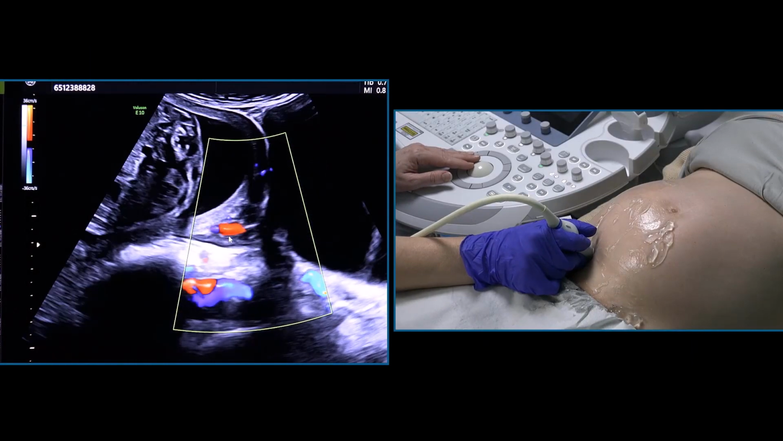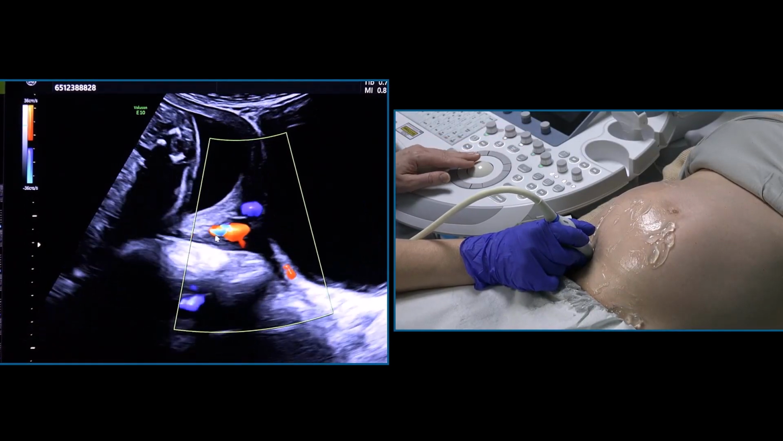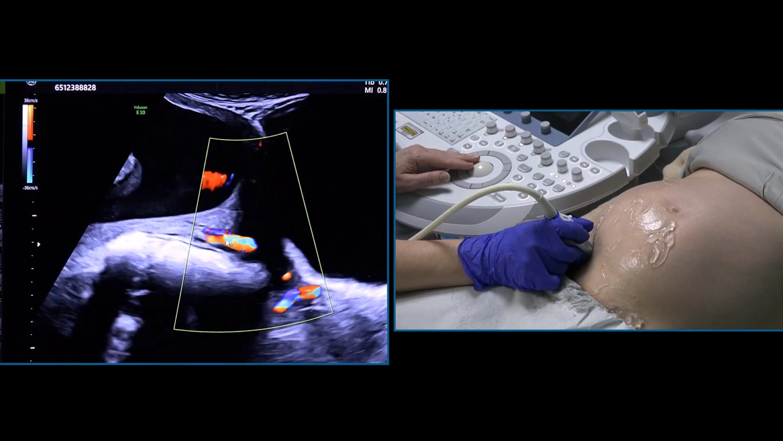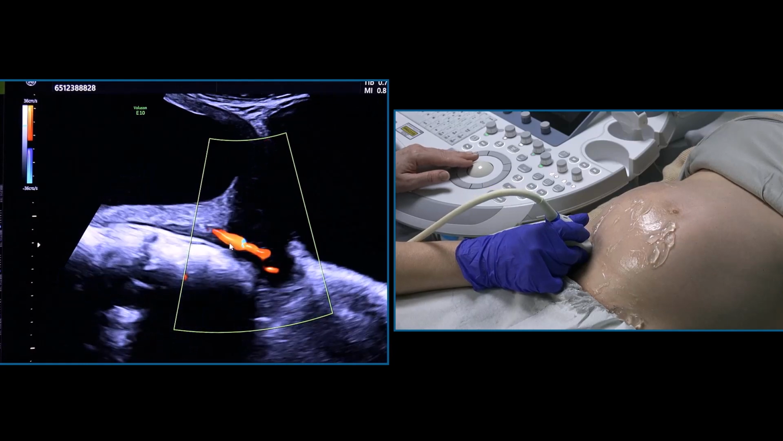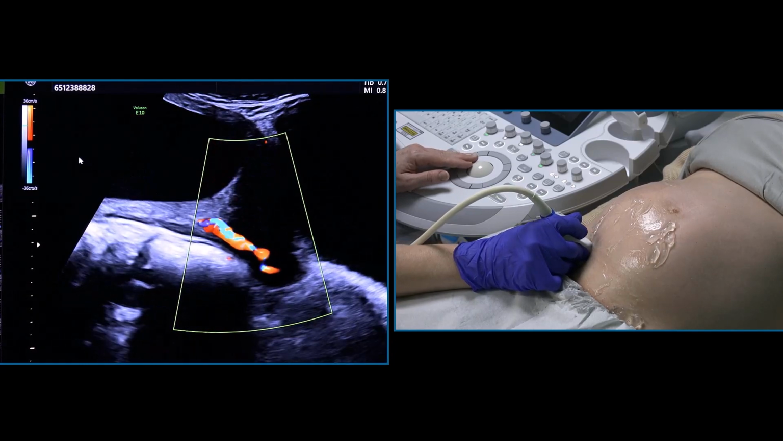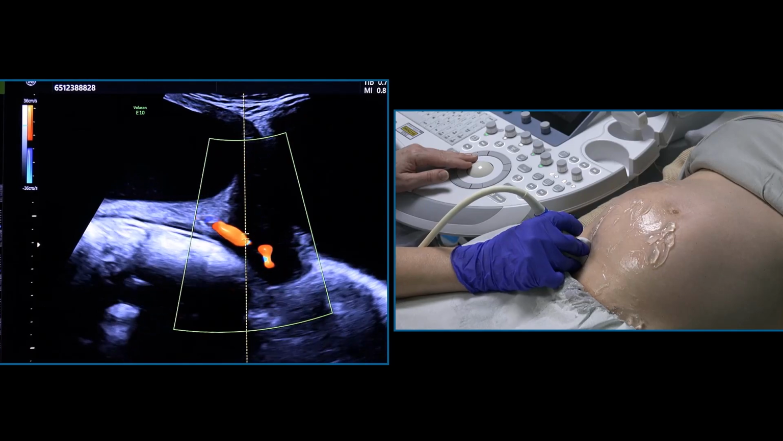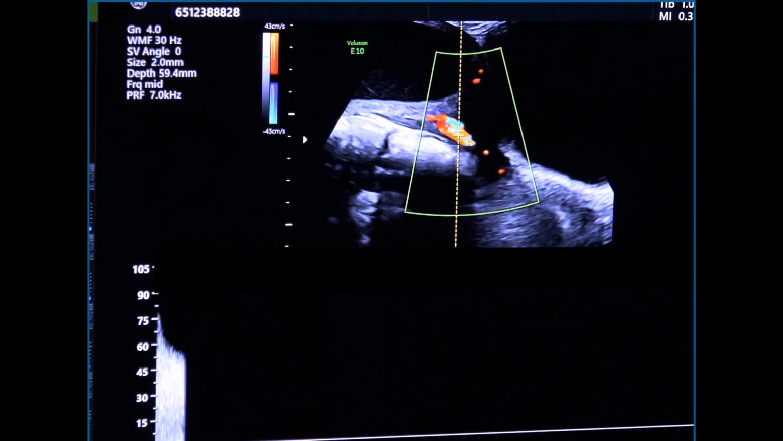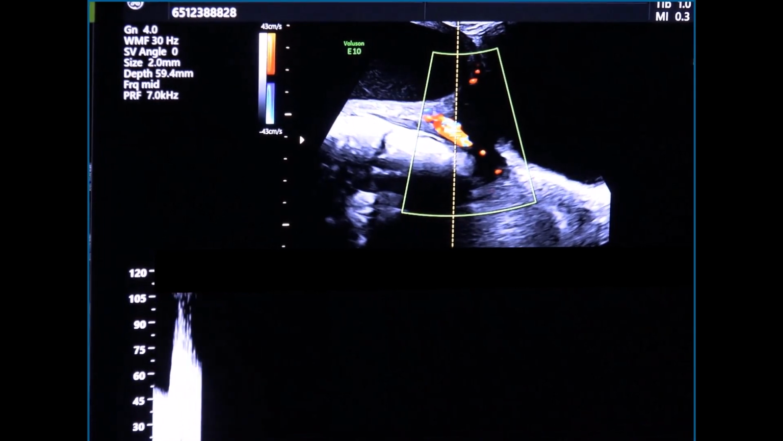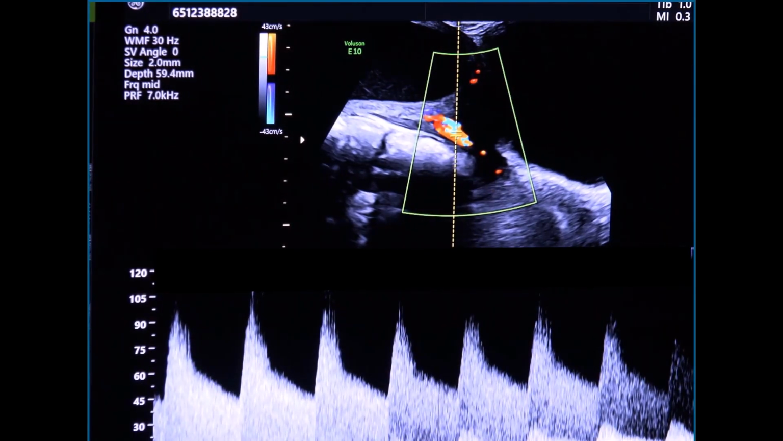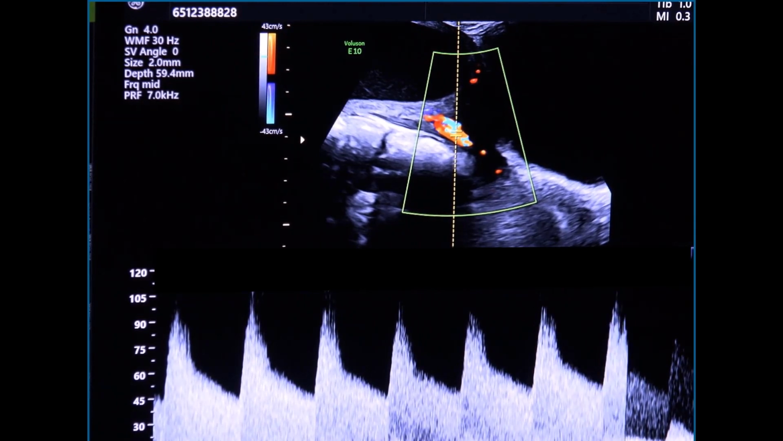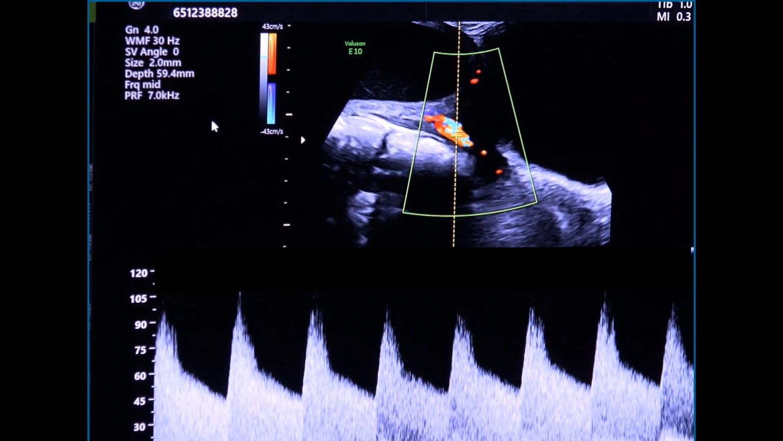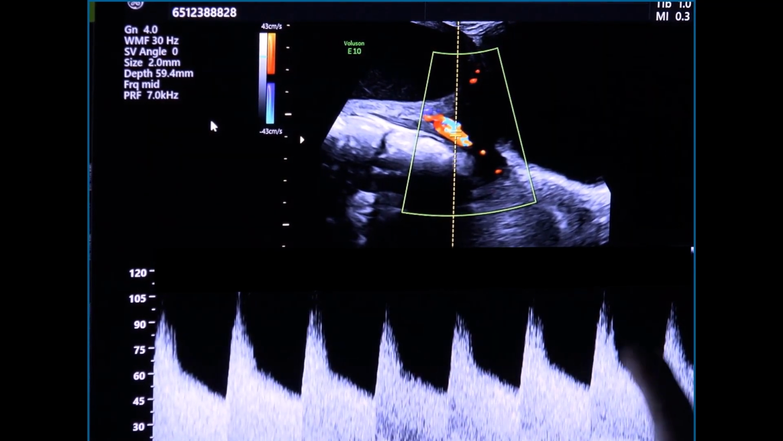So I angle the probe medially. Here it goes. There it goes, crossing over. And so now I'm going to again put my sample gate on a centimetre below the crossover. And here is my right uterine artery with the beautiful, again, swishing sound, seashell sound. Shh. Again, I've got a lovely crisp outline.